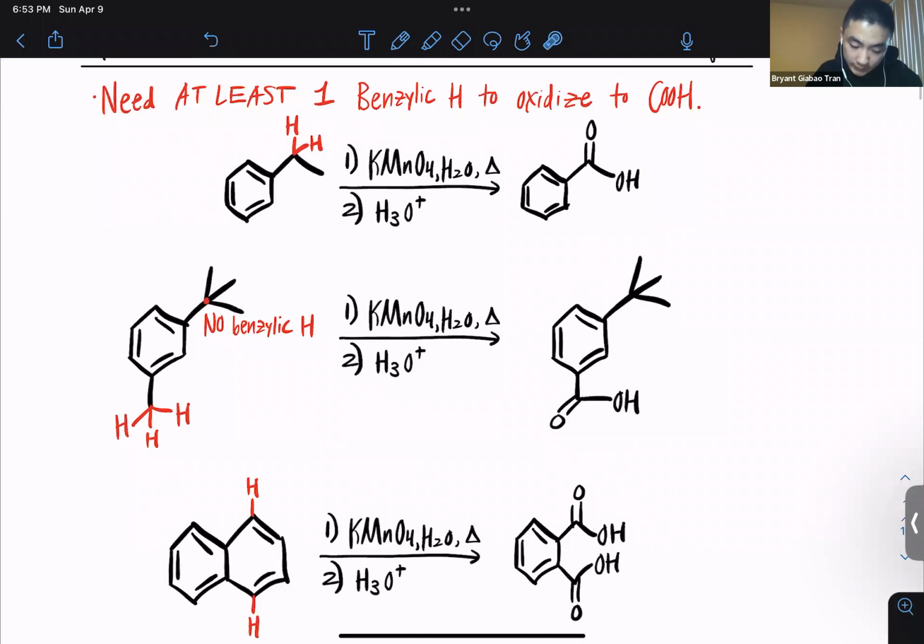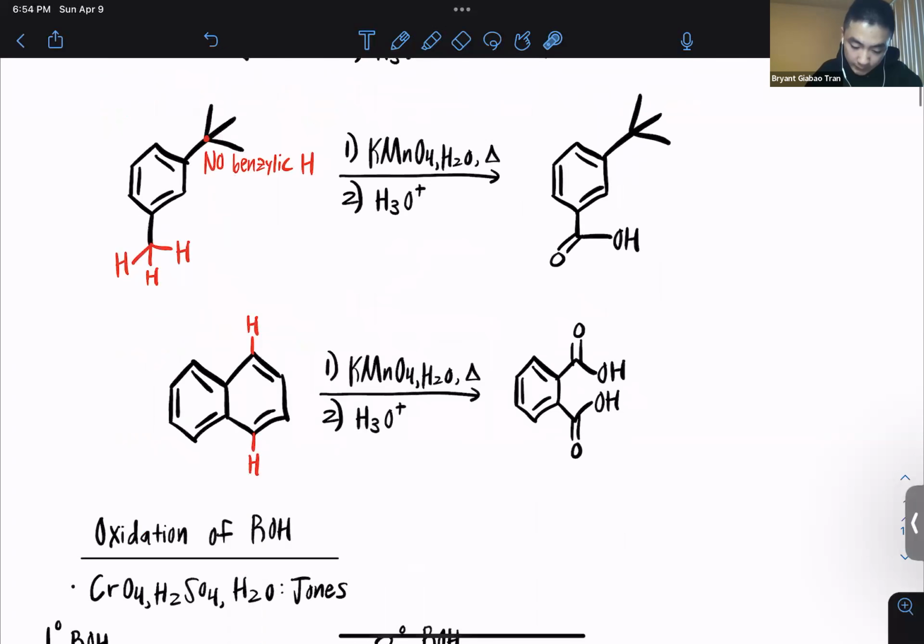In the next example problem, we see that this carbon here does not have any benzylic hydrogens, which means that it will remain unreacted. Whereas this carbon here has three benzylic hydrogens, which accounts for the at least one benzylic hydrogen to oxidize all the way down to a carboxylic acid. For the next problem, we see that this benzene has two R groups, and each has one benzylic hydrogen. Reacting with KMnO4, water, heat, and acid workup converts those two R groups into the carboxylic acid.